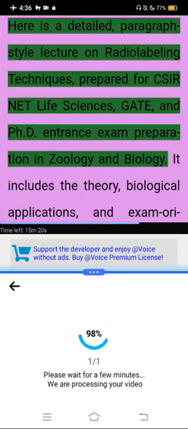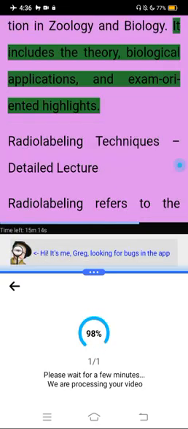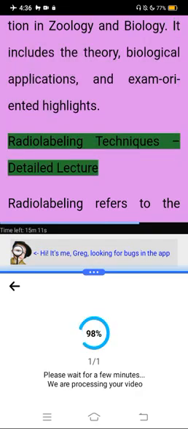Here's a detailed, paragraph-style lecture on radio labeling techniques, prepared for CSIR NET Life Sciences, GATE, and PhD entrance exam preparation in zoology and biology. It includes the theory, biological applications, and exam-oriented highlights. Radio labeling techniques. Detailed lecture.